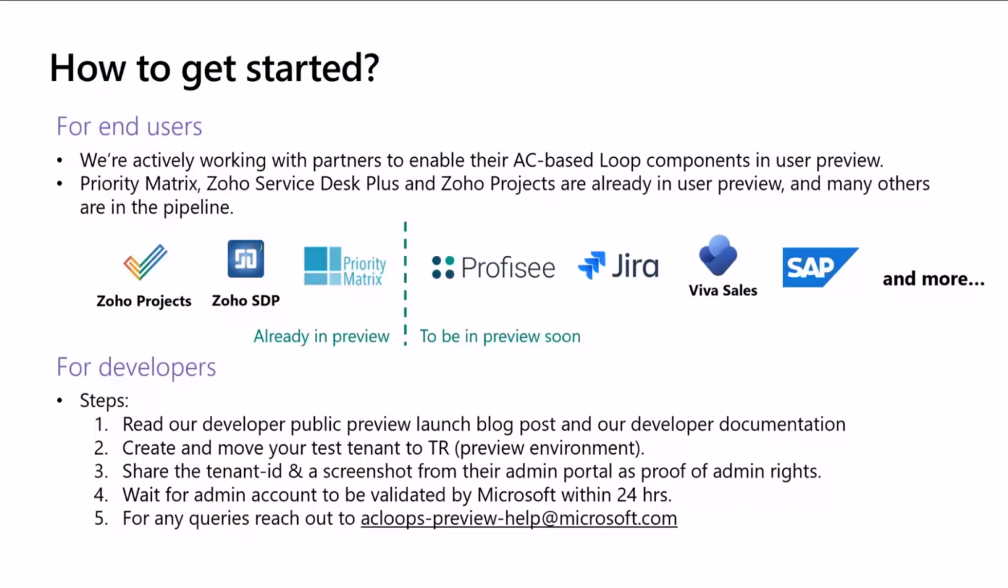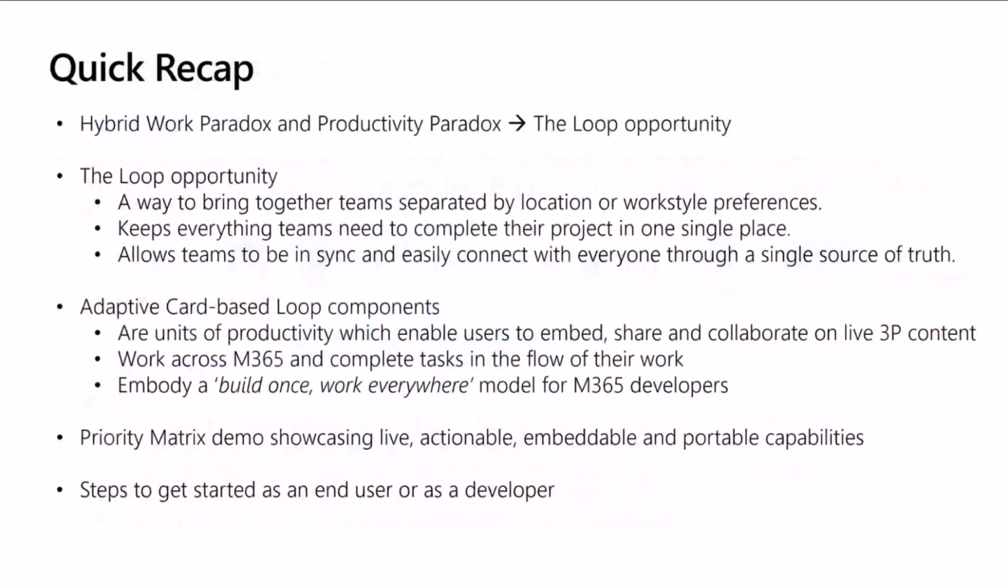Then a couple of other steps are that you have to create and move your test tenant to the preview environment, share the tenant ID and a screenshot from the admin portal as proof of the admin rights, because right now it's a preview, so we have to enable your test tenant for that preview. So that's part of the onboarding process, and we will reach out to you and validate the information and onboard you within the next 24 hours. And for any queries, there's this alias, AC loops preview help, which you can note down. So that's all the things I had in mind.